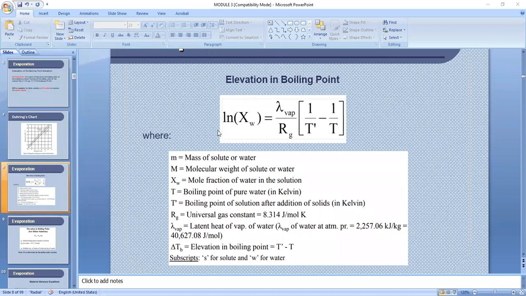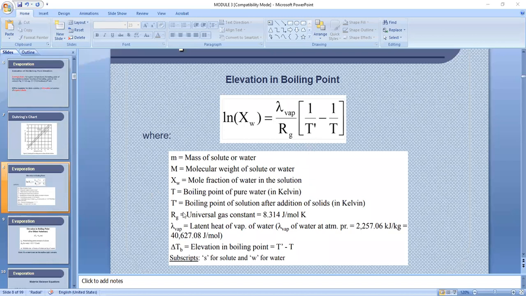So this is another formula that you can use. I found it in my readings on how to determine the boiling point of your solution. I'll just define the things that you can see in the formula. You have this lambda subscript VAP, the latent heat of vaporization of water. This value is in kilojoule per kilogram, and you have a value here in joule per mole, so that should be placed in here. The universal gas constant that you're going to use is 8.314 joule per mole Kelvin. And you have the T prime.